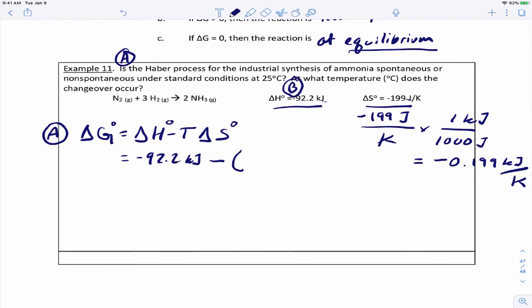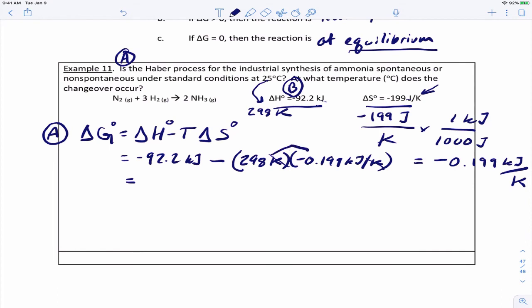Now, since entropy has Kelvin as the unit, that means that this temperature must be converted to Kelvin, so we're looking at 298 Kelvin. Again, we just took that temperature at 25 and added 273 to get 298. So that's 298 Kelvin times the entropy, negative 0.199 kilojoules per Kelvin. Okay, so that way the Kelvin units cancel out and we've got kilojoules for both of these. We're good.